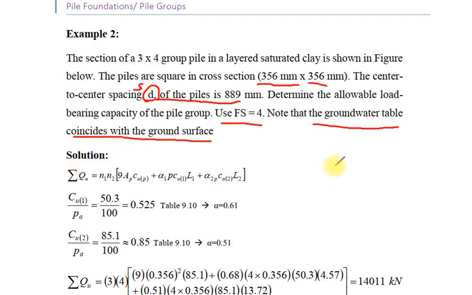To solve this question and get the ultimate bearing capacity of the pile group, we use the previous procedure. First, we compute the ultimate bearing capacity for a single pile, then multiply it by the number of piles. Use this equation: summation of the ultimate bearing capacity QP plus QS.